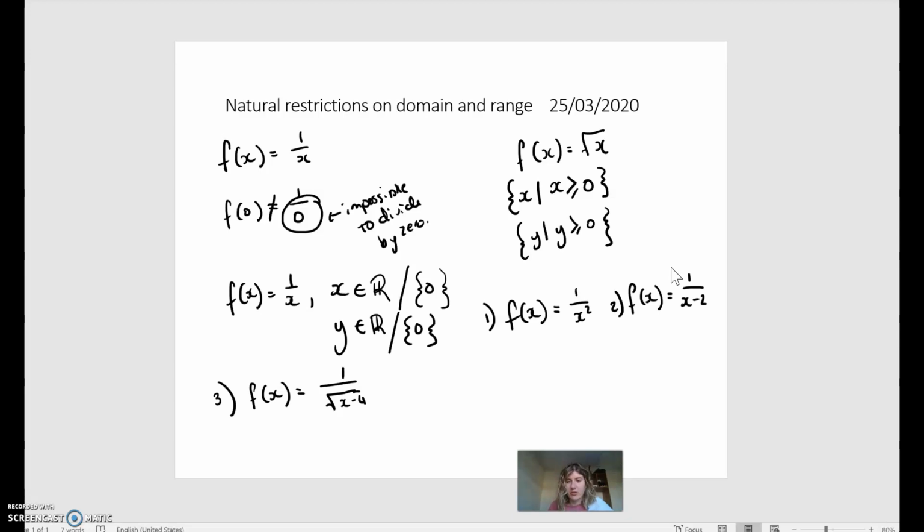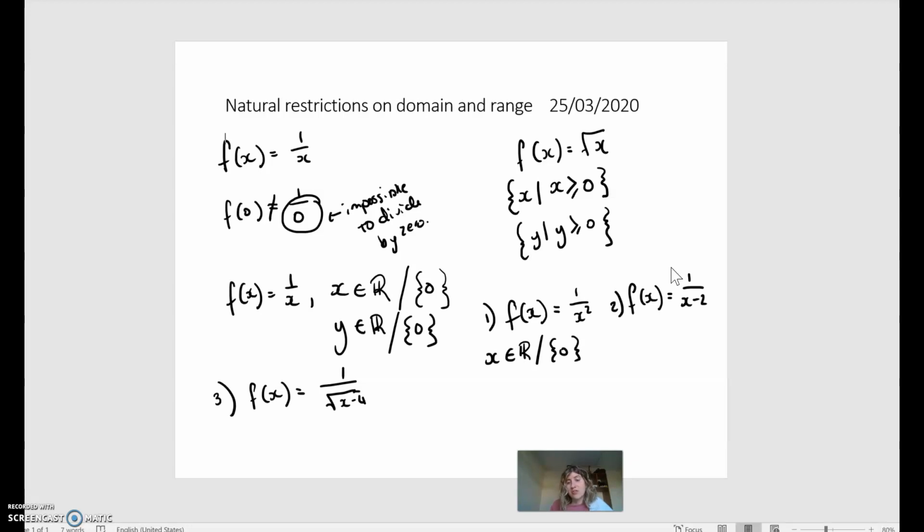So again, what I want you to think about in your head is what restrictions might be on 1 over x squared, or what might your domain and range be. So we know that for it to be a function, because it's a fraction, we cannot have a value that's equal to 0. So that x squared cannot be equal to 0. So our domain is that x exists for all real numbers except for 0.